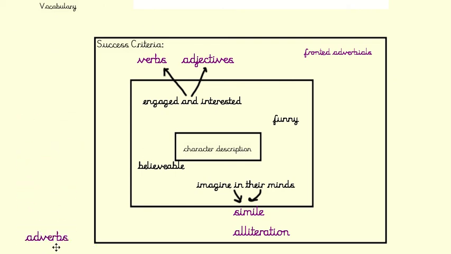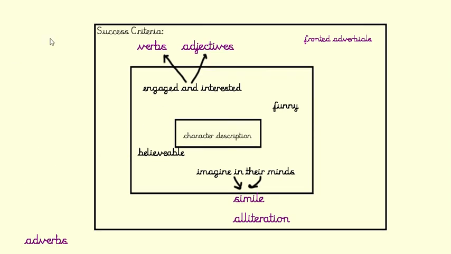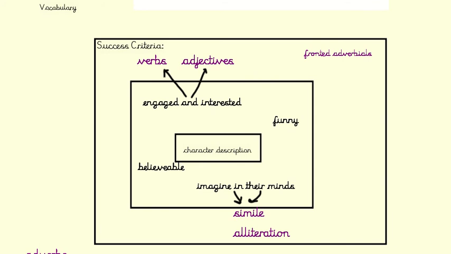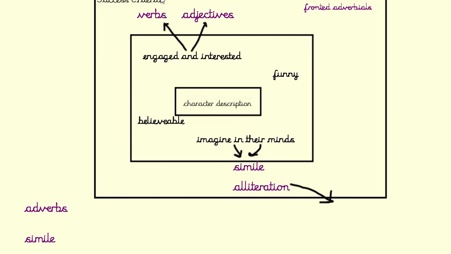The final section of the success criteria is the outside, which is where we record our vocabulary. This can be seen as sort of a planning box. So for example, if I'm going to use a simile or a piece of alliteration, I draw another arrow and I start to plan the simile that I could use.